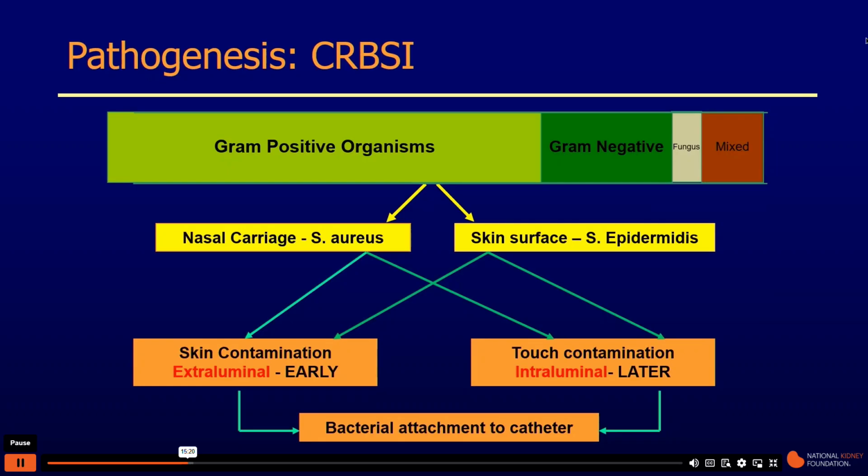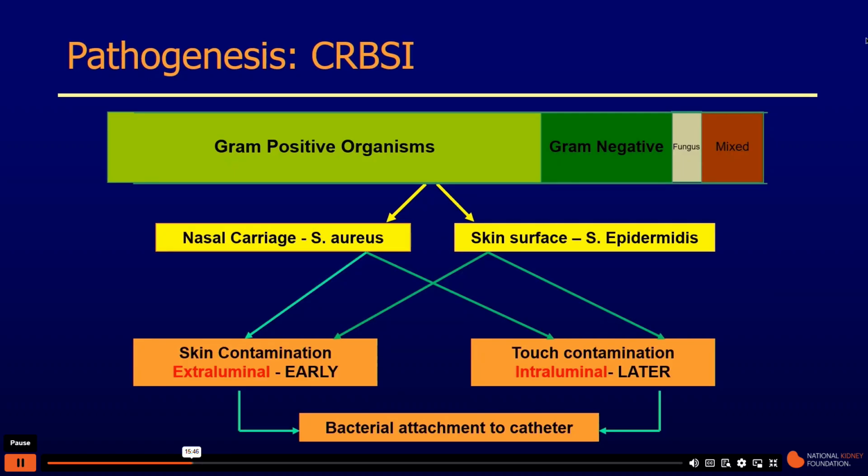And so there's two routes of entry: the extraluminal route and an intraluminal route. We also want to look at the duration time frame from when that catheter is inserted to when you might get these infections. The extraluminal one tends to occur early, before the exit site is healed and the intracutaneous tunnel has been formed. Whereas the touch contamination, the intraluminal, actually can occur at any time.